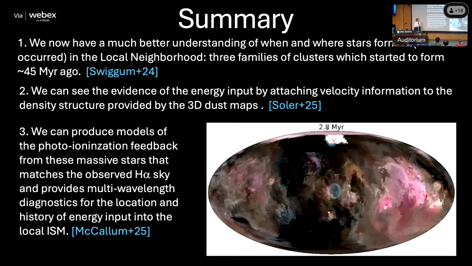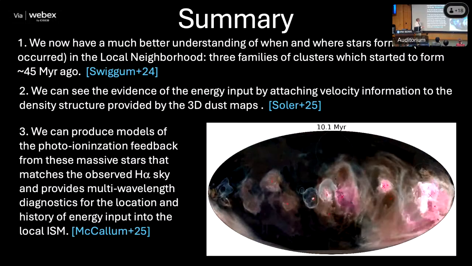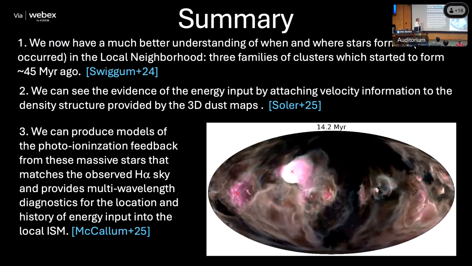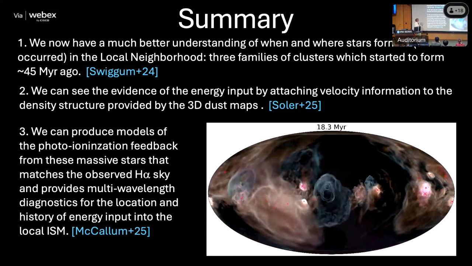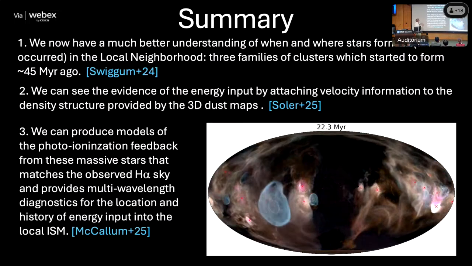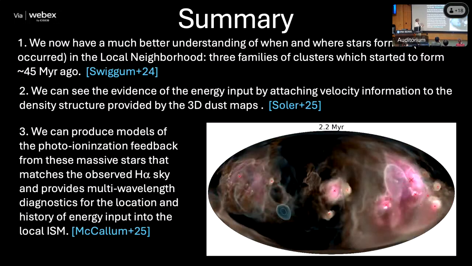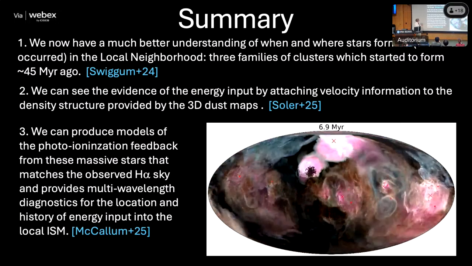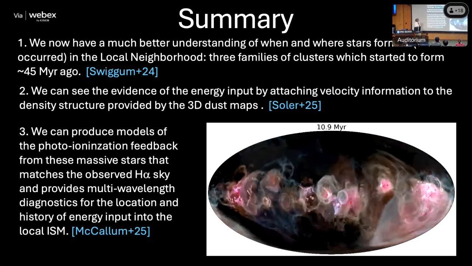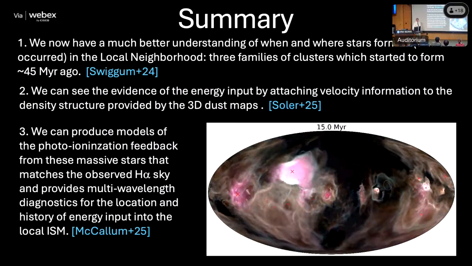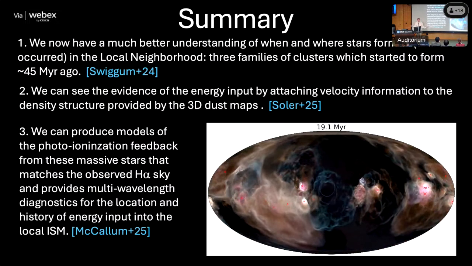So I'm going to end with a little sky movie of what that same simulation looks like in a color table that's colorblind friendly. Sorry about the previous ones. And I'll end with a summary here. We now have a much better understanding of where and when stars formed and the sources of supernovae. We see evidence of the energy input, and now we can produce photoionization models of the whole area. So thank you.